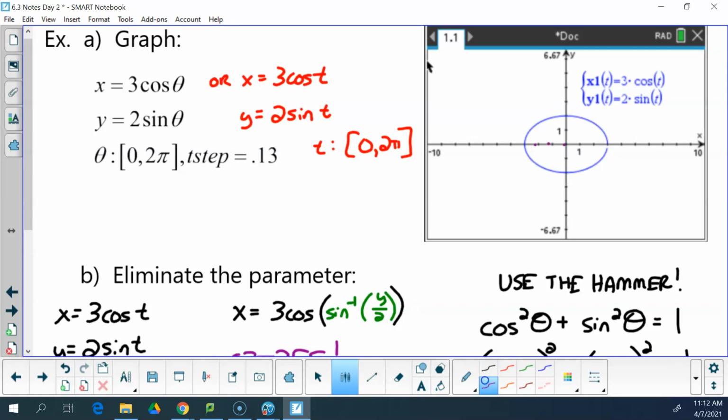1, 2, 3, 4, 5, and 6. So there's my 6 units long. And my vertical axis is 4 units long. 1, 2, 3, and 4. Centered at the origin. So that works out.